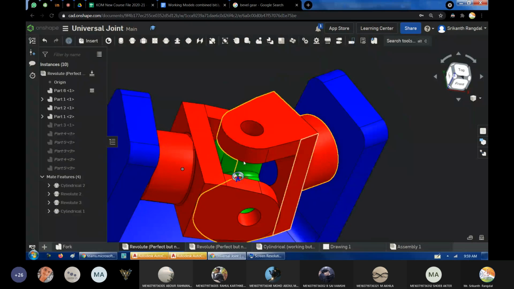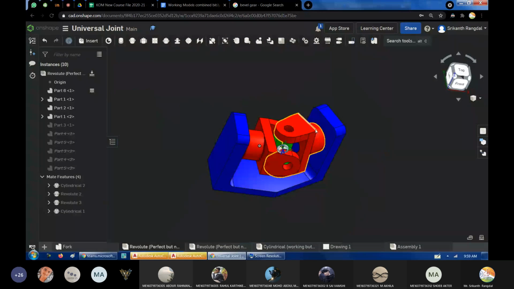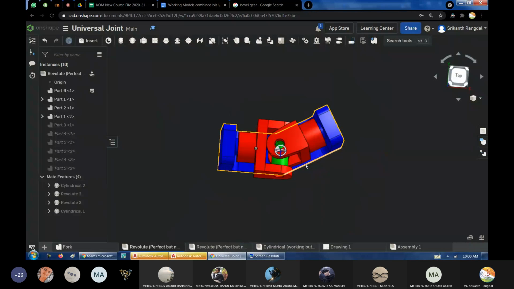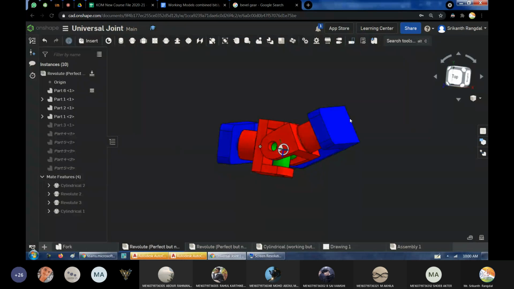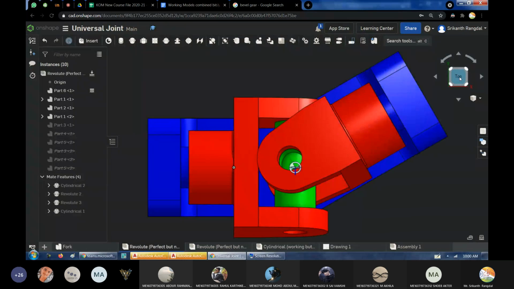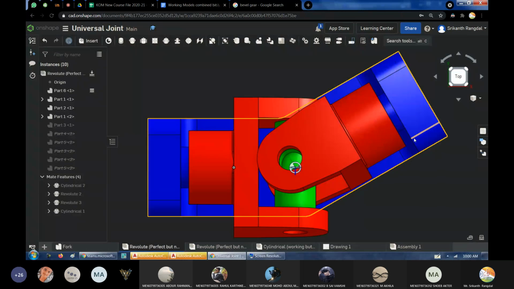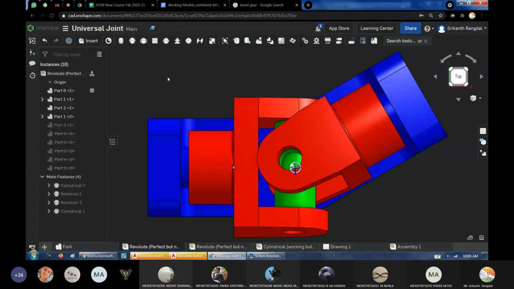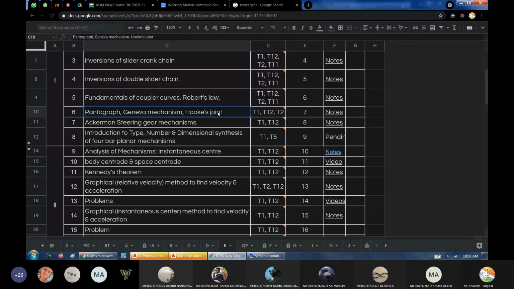So I hope you have understood this Hooke's joint, how it is moving, and the greatest disadvantage here: while the input is at constant speed, output will not be at constant speed. How the output will vary at different angles, and the reason for that, the derivation and all, we will see in the next class. For today, I hope you have understood what Hooke's joint is at least.